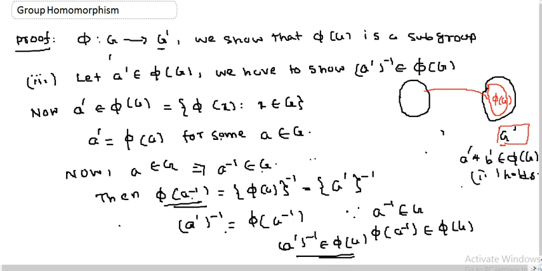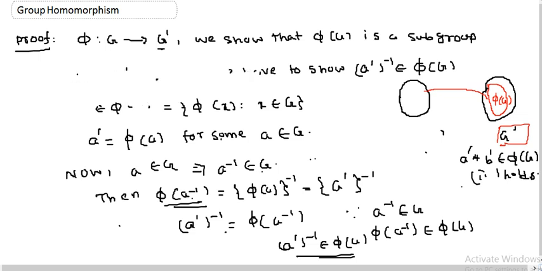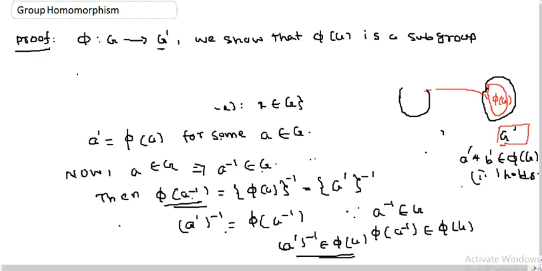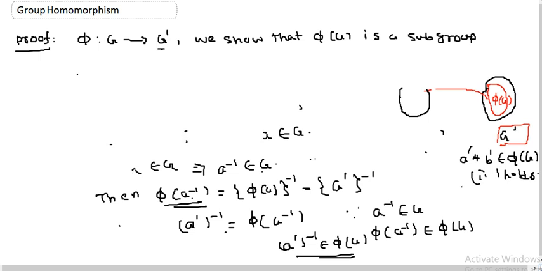So the third condition also holds over here. Thus phi of G is a subgroup. If you forget about the methods, I recommend you go through my previous video, or you can look into our notes, lecture note 3.